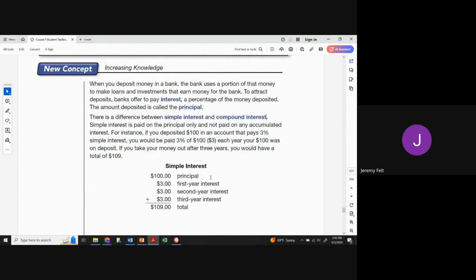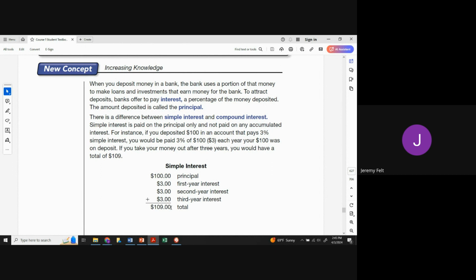Simple interest. So 3%, principal is $100. So that's what we start with. That's what we put into our bank account. It tells us we get 3% interest, simple interest every year. So 3% of 100 is $3. So we make that $3 year one, $3 year two, $3 year three. So after 3 years, we've made $9 on a $100 principal investment.